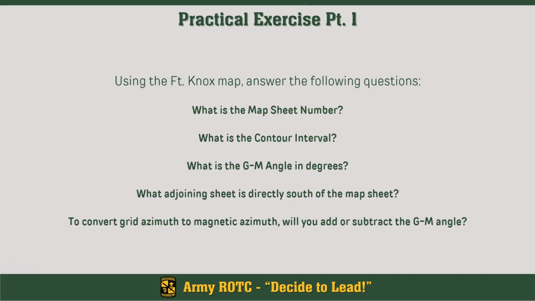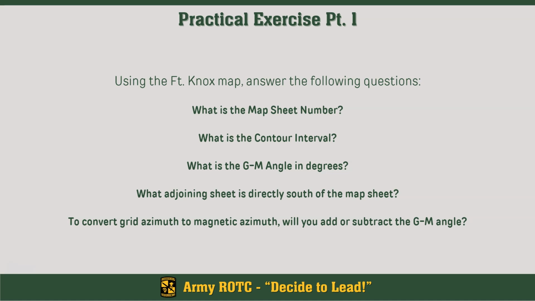So with the practical exercise, what I'd like you to do is take some time, pause in between these, get out that Fort Knox map, and some of these you can even do with the digital one, and I want you to answer some of these. Now, some of these answers are already in your lesson from earlier. I already gave you the map sheet number and the contour interval, but I want you to practice actually taking that map out and getting this information. So find the map sheet number, find the contour interval, find what your GM angle is in degrees, which you can find on that declination diagram. It'll tell you what that degree is. I want you to find what adjoining sheet is directly south of this map sheet.